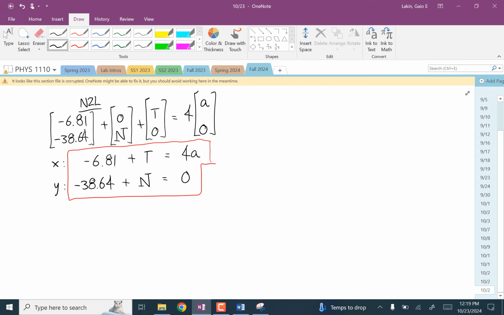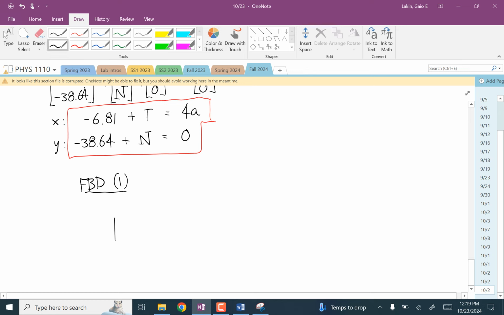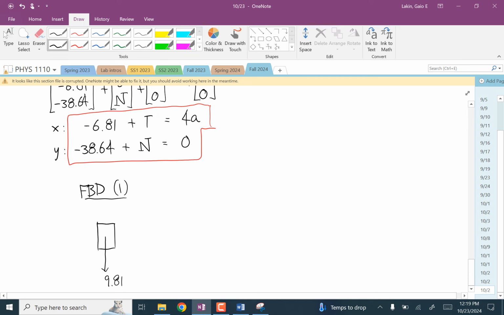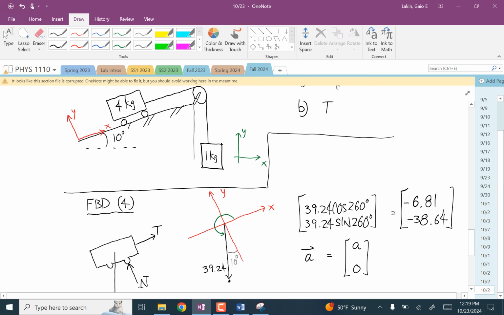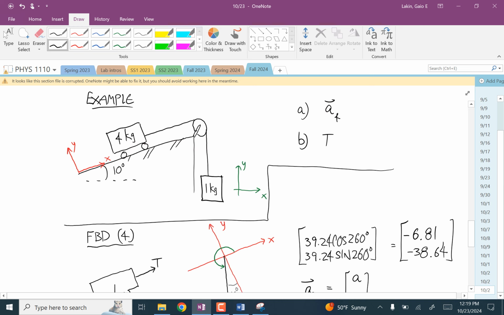Okay, now we're going to the hanging mass. This has a weight of 9.81 and a force from the cable that's away from the body. It's the same cable as in the last one, so I'm going to call this the same thing, T. And we don't have to do any coordinate system stuff with this one. Remember, for this one, we're using the regular coordinate system.